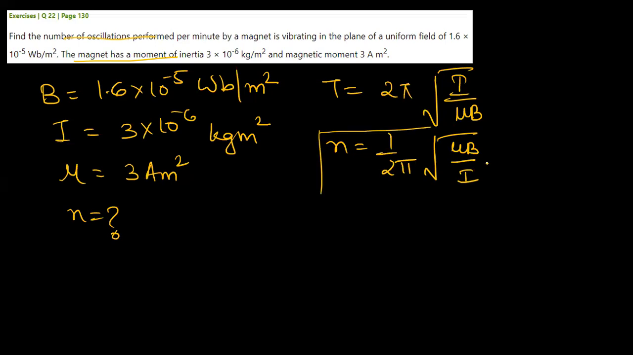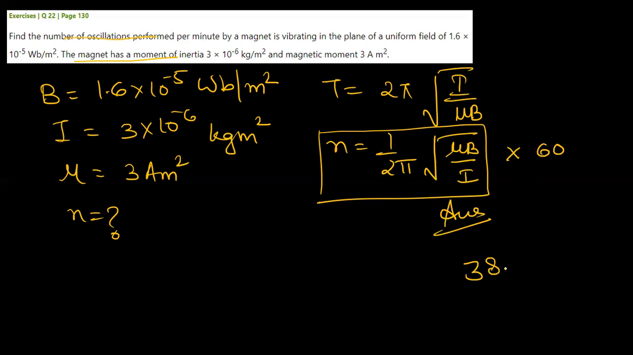So just substitute the value, and whatever answer you get will be in SI unit, that is, per second. So you have to multiply by 60 to get it in minutes. Just multiply by 60 to get it per minute. So whatever answer you get over here, multiplied by 60, will give you the correct answer. Approximately 38 point something is the answer.